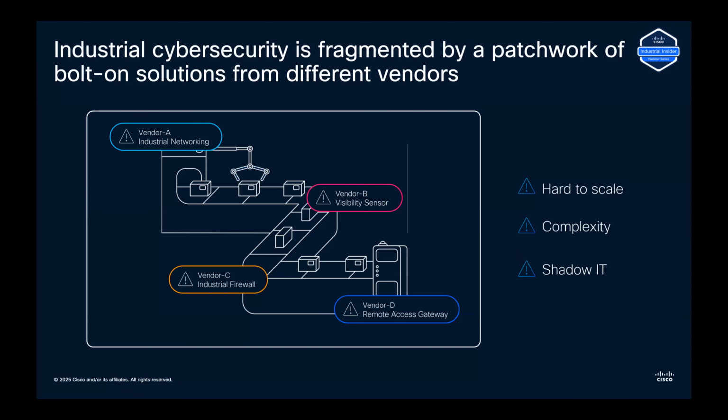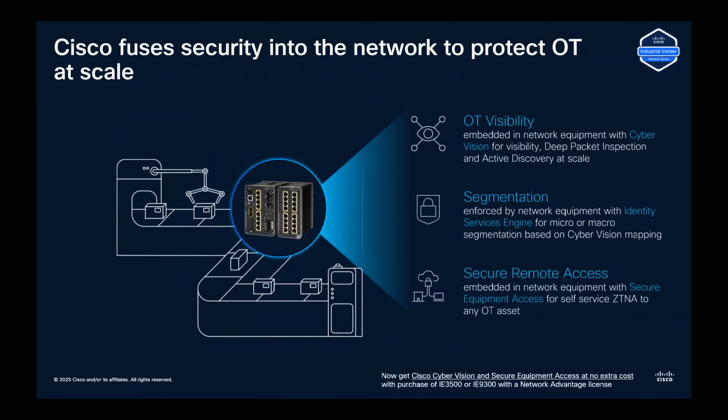And also it leads to a shadow IT problem where, because it's so complex and so hard, people are tempted to put their own little things in there, which then becomes even more difficult to control, manage and secure. So what's our answer to this? What we do is we fuse security into the network itself.